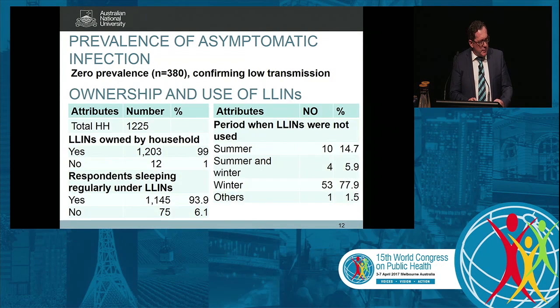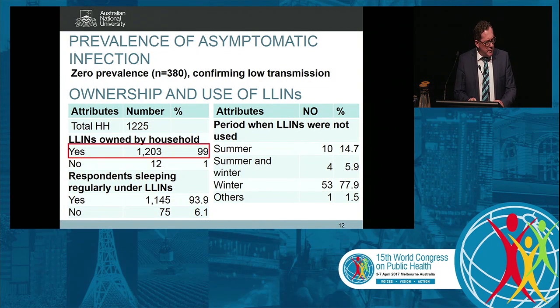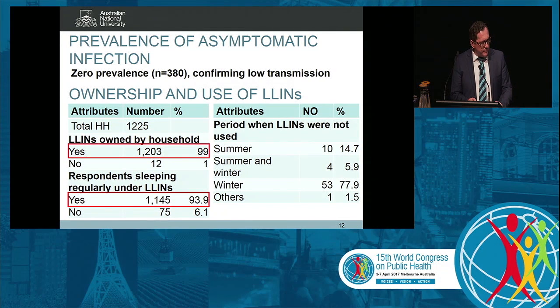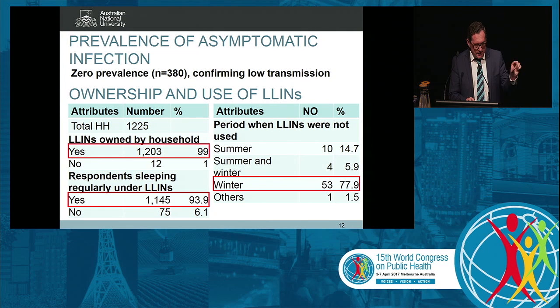which confirms very low transmission in that area. We also did a survey of bednet ownership and use, and we found very, very high coverage of bednets. 99% of people had a bednet. 94% of people regularly slept under their bednet. And in a very small number of people who weren't regularly sleeping under their bednet, they slept under the bednet for most of the year, but didn't tend to sleep under it during winter. But this is a very small number of people, which suggests that coverage is very high and use is very high. And if there is any concern, it would be in the low season for malaria.